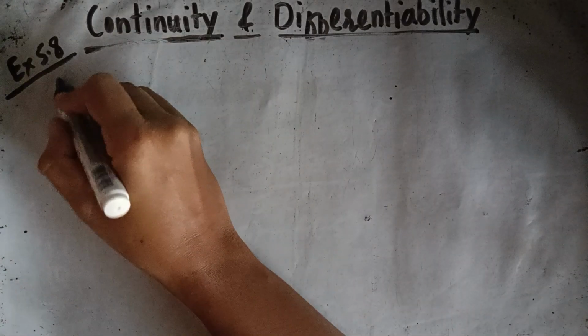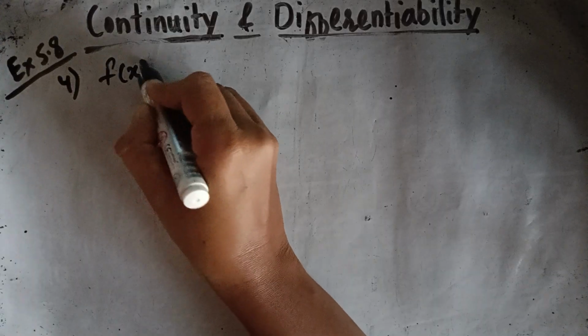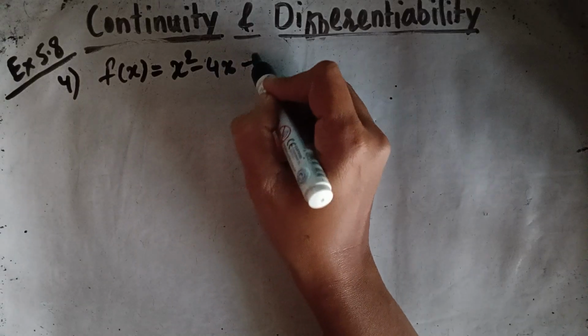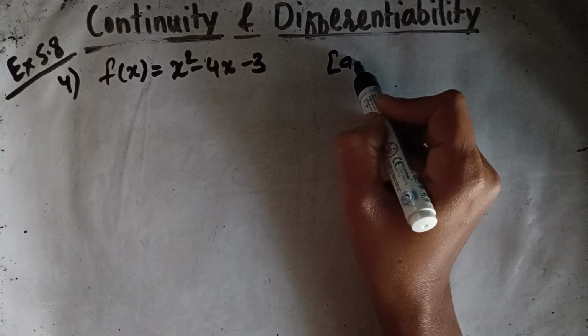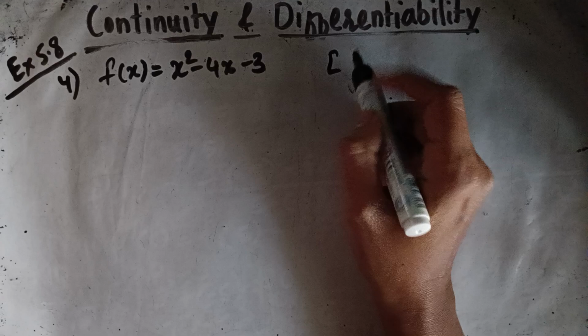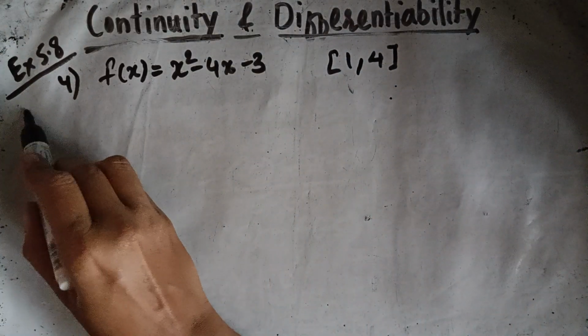Next question. Verify the mean value theorem. f of x is given as minus 3 in the interval a comma b, where a is given 1, b is 4. Now this is a polynomial function.